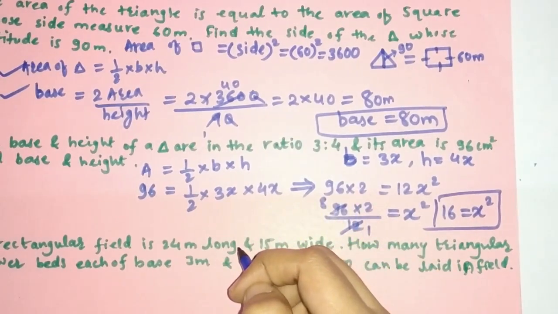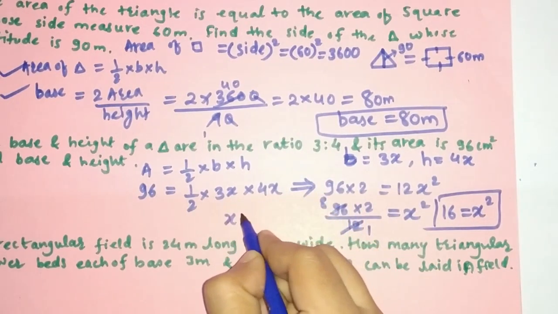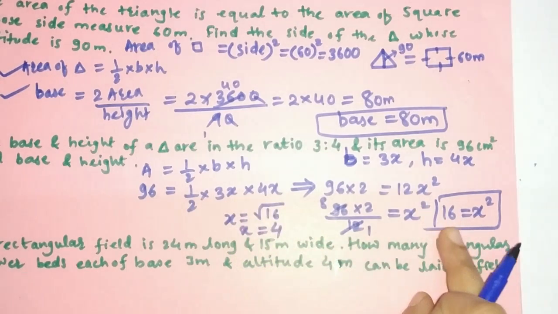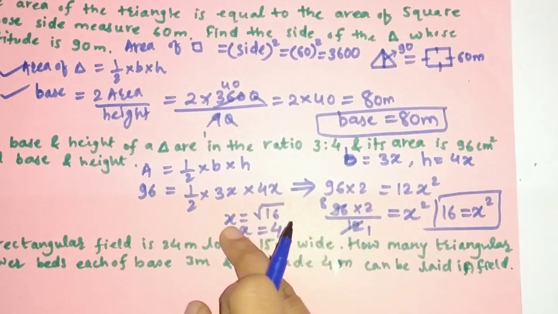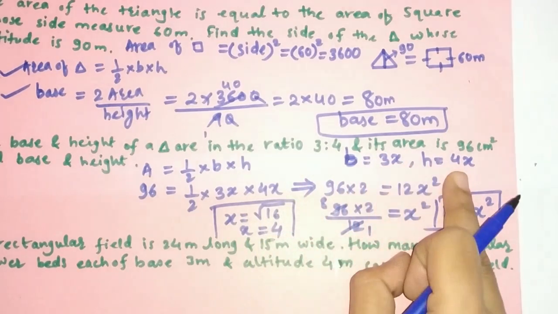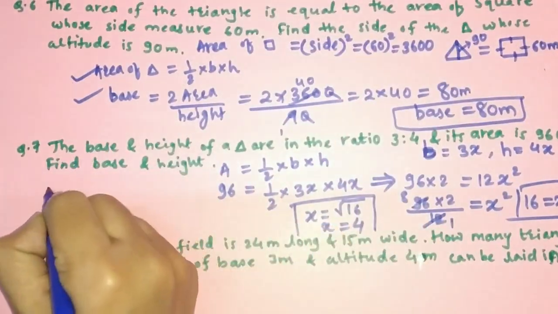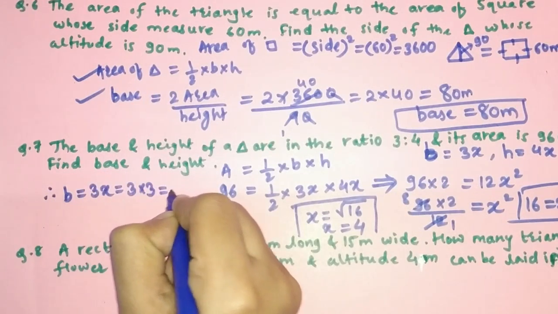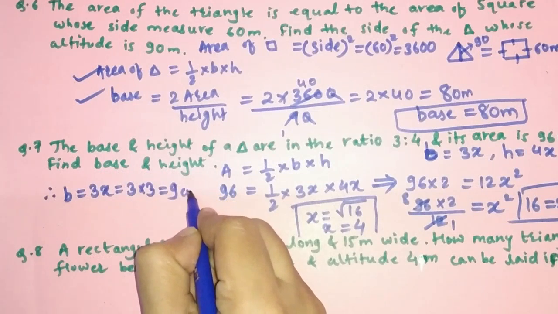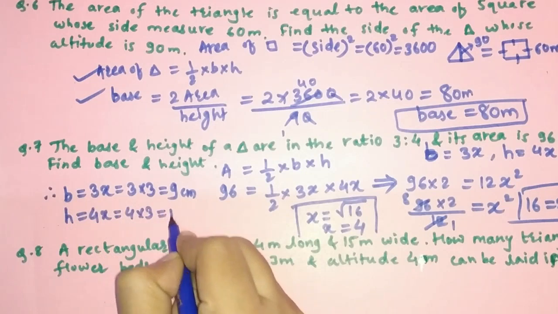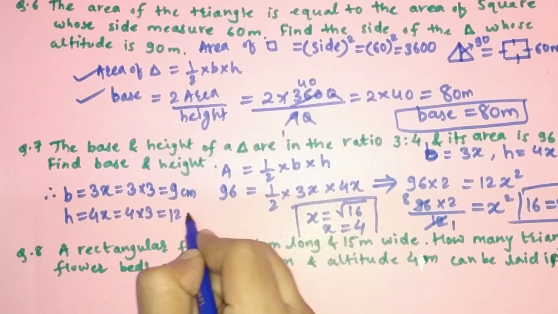But I want only x. So x is equal to root 16, which means x is 4. X square is 16, I want x. So we got x is equal to 4. If ratios are given, you can take 3x and 4x. Now, therefore, the base is 3x. 3x means 3 into 3, that is 9 centimeter. And height is 4x. 4x means 4 into 3, that is 12 centimeter.